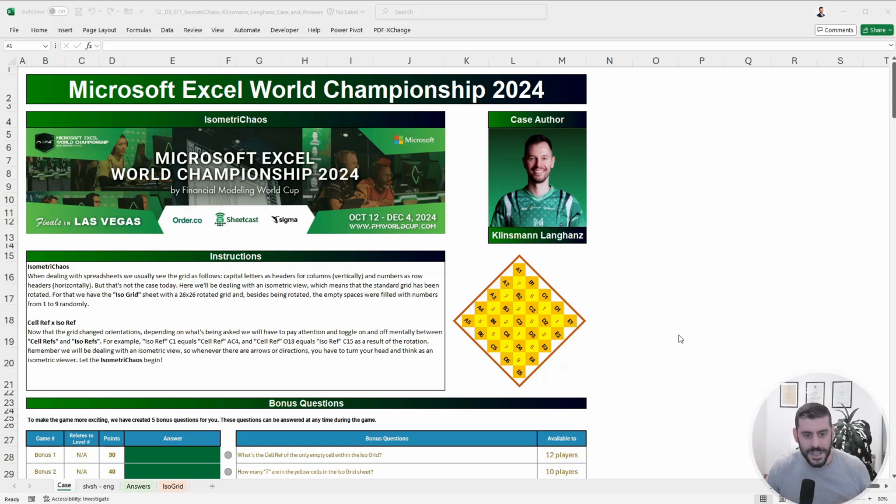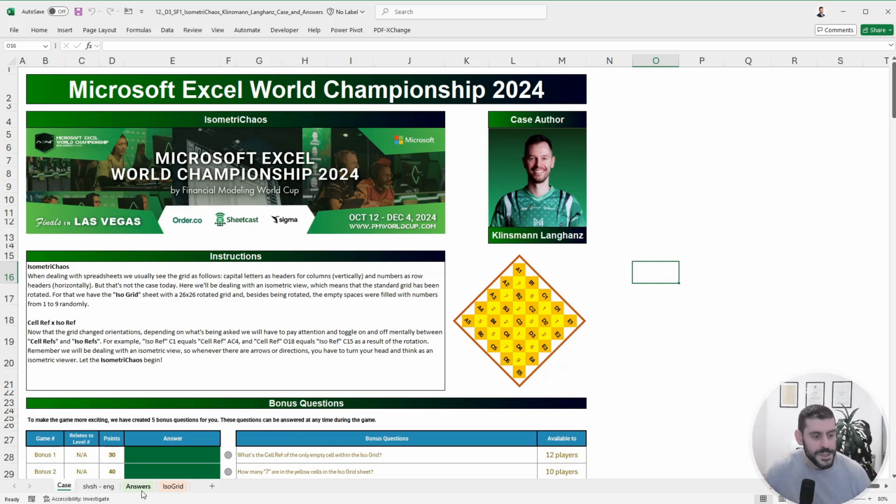Having said that, this was the case which I had to solve in the first semi-final on day 3 in Las Vegas, designed by Klinsmann. Actually, the design is great. So this case is probably designed to avoid the heavy usage of lambdas and is all around this concept of this grid which has been rotated by 45 degrees. So it's called the Isometric Chaos.